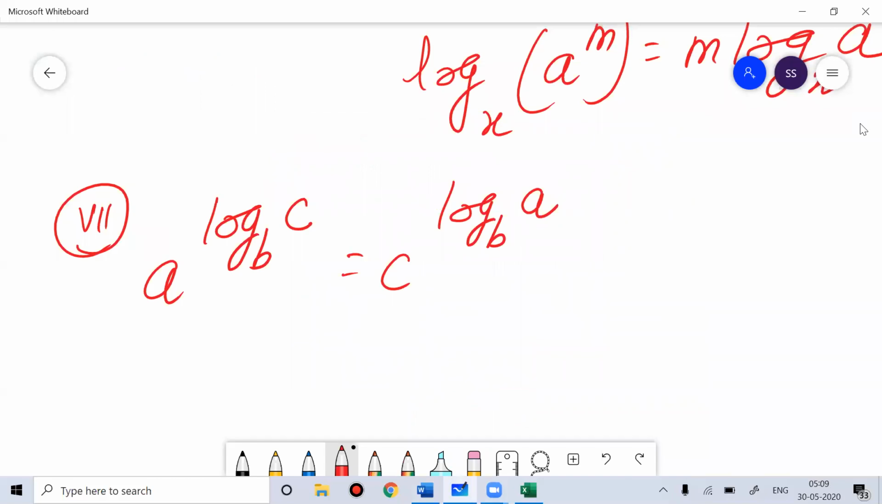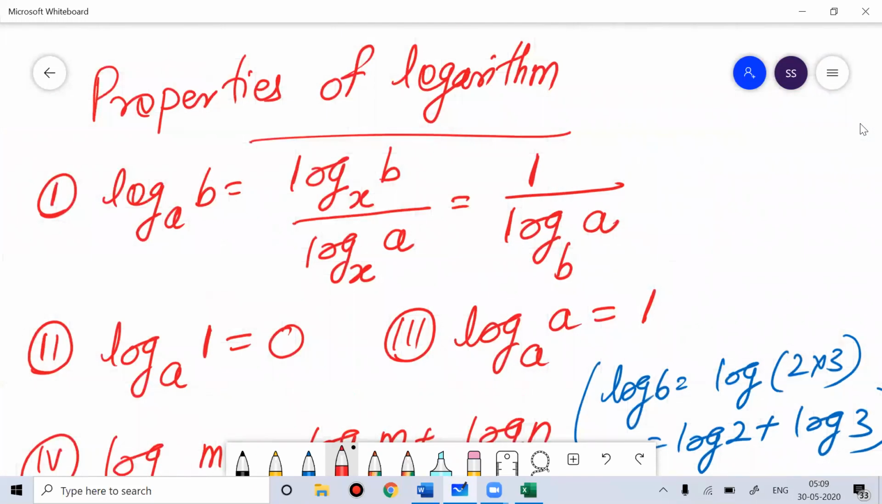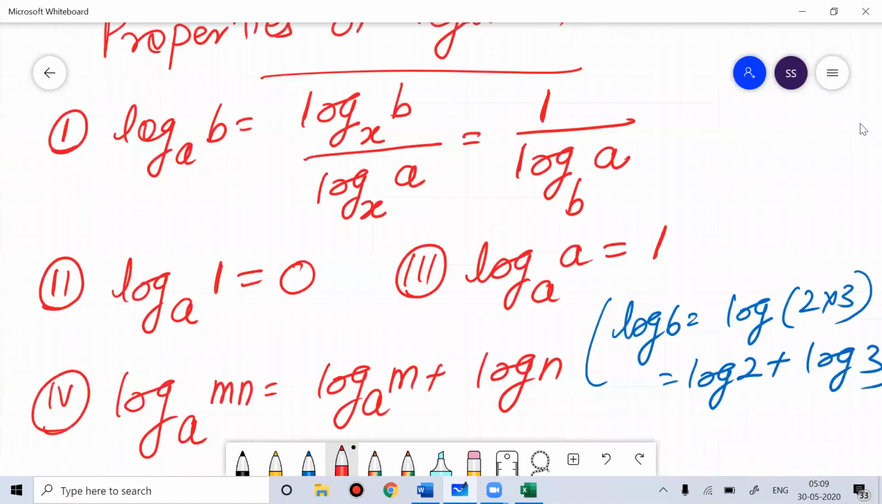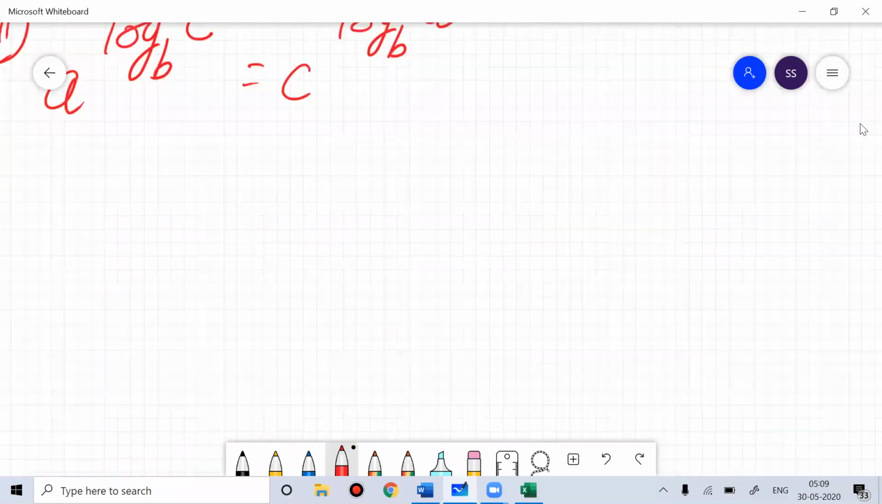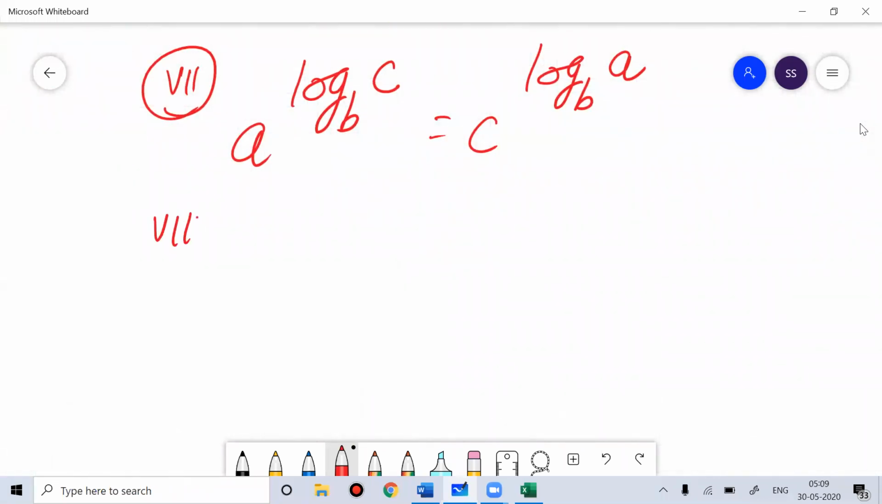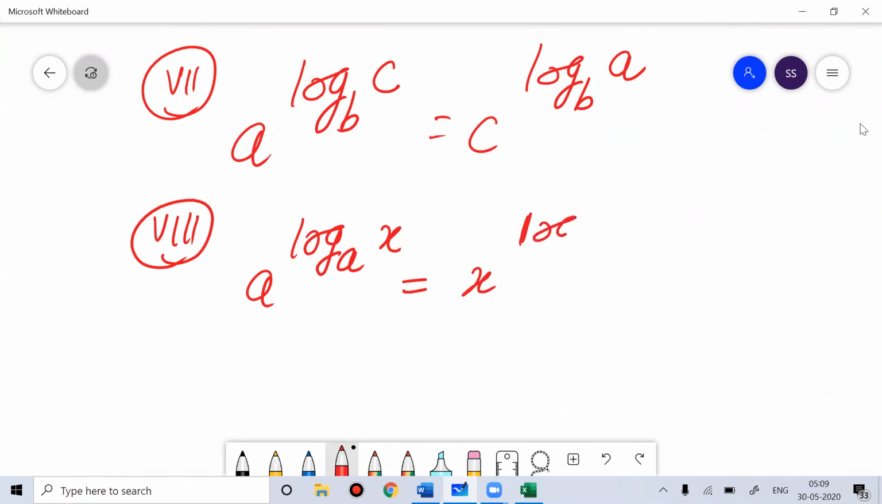So this is again important for you. You can understand this. I have discussed more or less all the properties on log. Imagine if I ask you: a to the power log base a of x is equal to what? You can write this as x log base a of a, so that will give you x. So you can easily understand that.